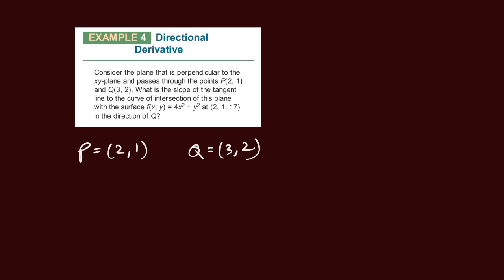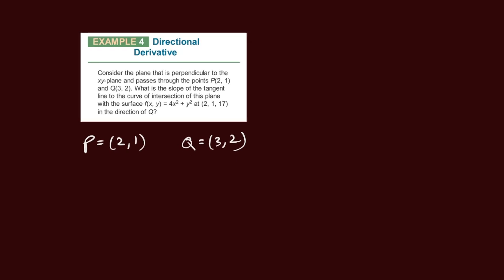Okay, so they want us to find the slope. So slope is pretty much a directional derivative of the tangent line to the curve of the intersection of this plane with the surface of f of x at that specific point in the direction of Q. Okay, so what we have to do is find a directional derivative.